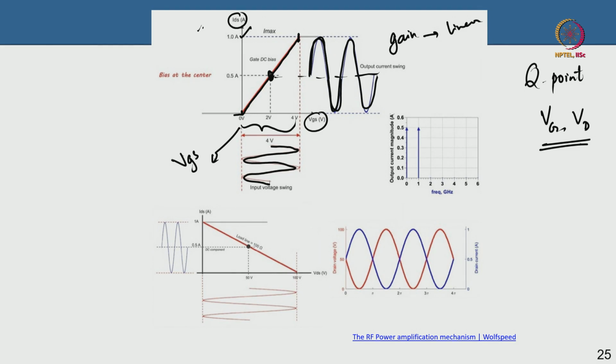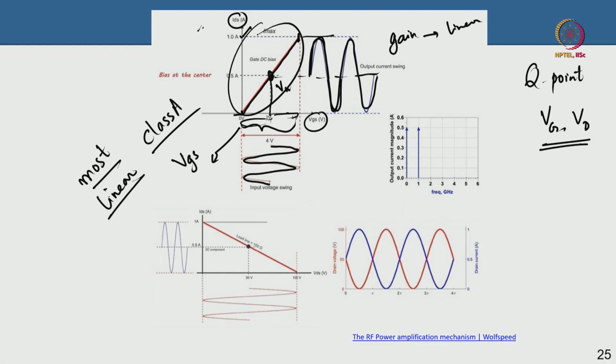So this biasing condition, where you are biasing the device at exactly half of the maximum output current, is called class A biasing. Whatever gate voltage gives you that, say it is 2 volt, you are going to bias the device at 2 volt, and you swing the gate from 2 to 4 and again from 2 to 0. That is perfect, and this is the most linear class, because it has perfect gain in this range. And you will see that this actually has a theoretical limit of 50% efficiency.